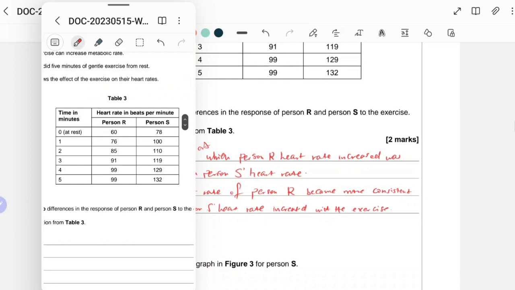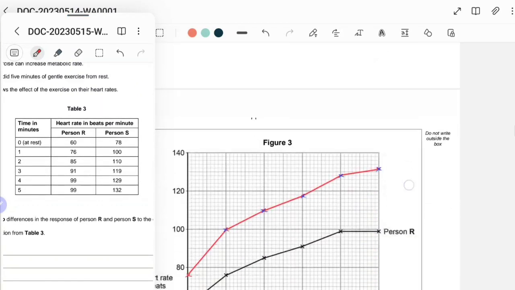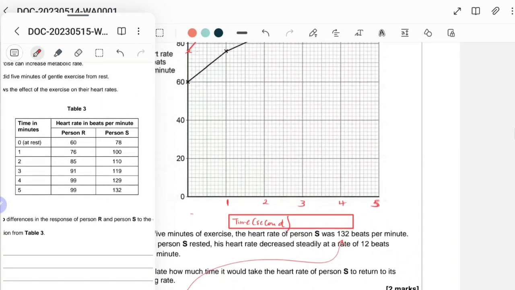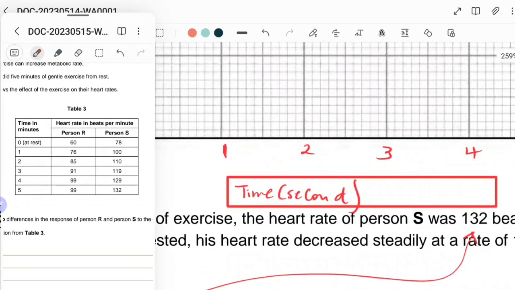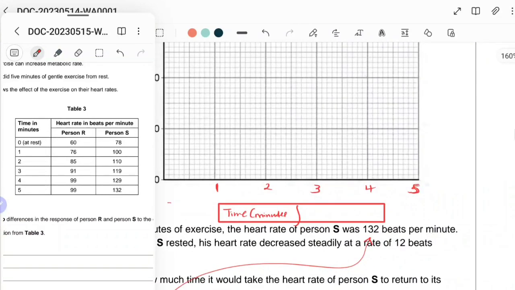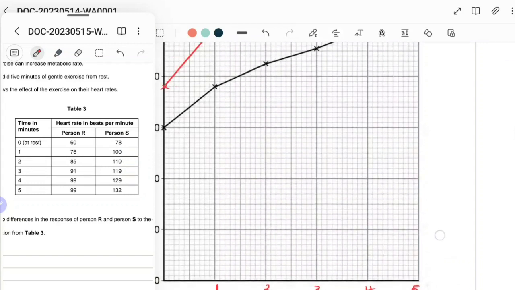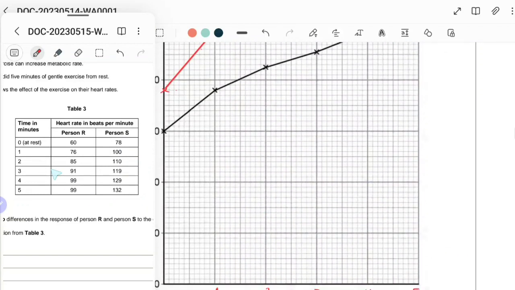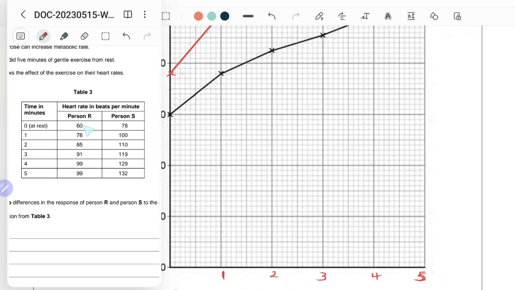So let's see. This is my own graph here. Sorry, this time should be in minutes. Yeah, I think it's in minutes. Because what we have here, minutes. Yes, please, minutes. You have to be careful. Minutes. Then, so what do you need to do? The time at rest, the person's heart rate was, for person S, was 78.